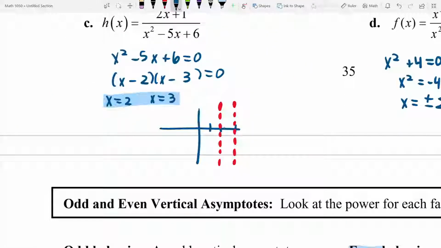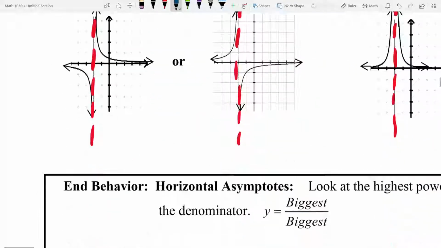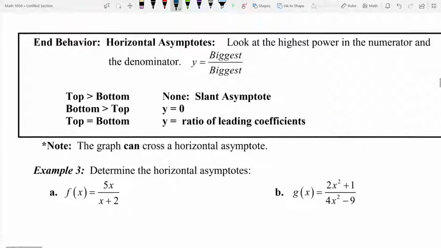Look at the next one. X minus 2 came from here. How many do I have? 1. 1 is odd. X equals 3 came from here. How many do I have? 1. 1 is odd. So they were all odd. The last example doesn't have any. Will they always all be odd? No, they will not. Okay, now we're going to talk about end behavior.